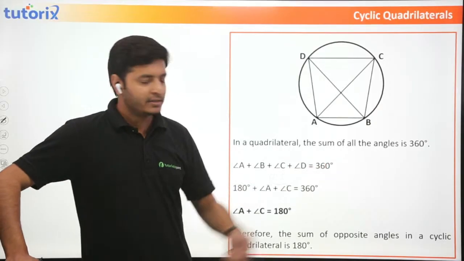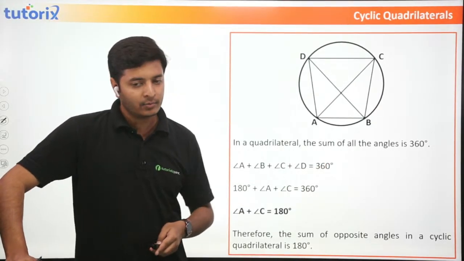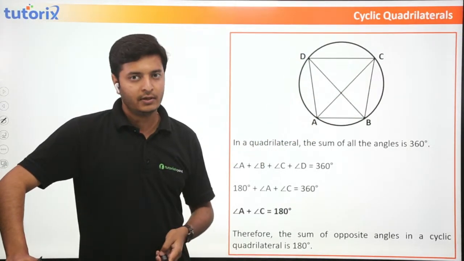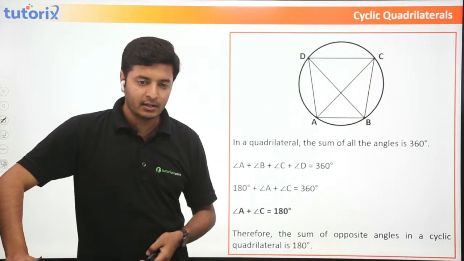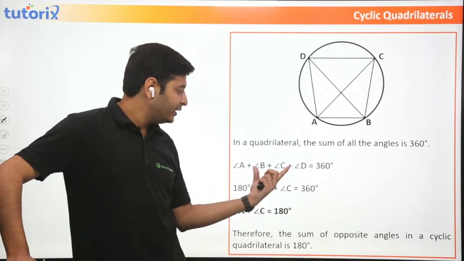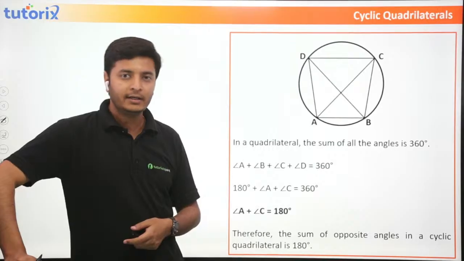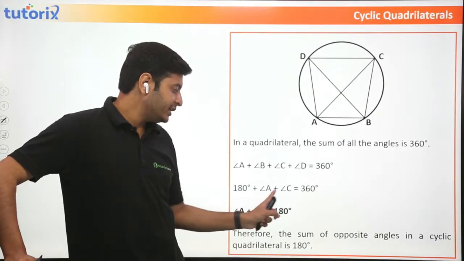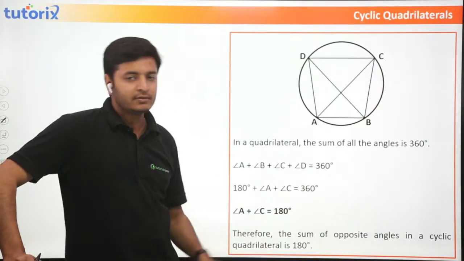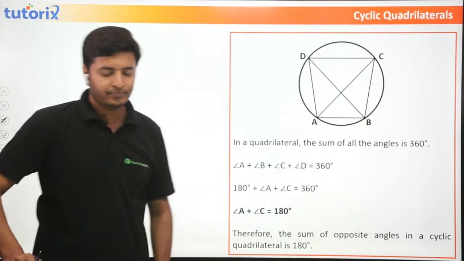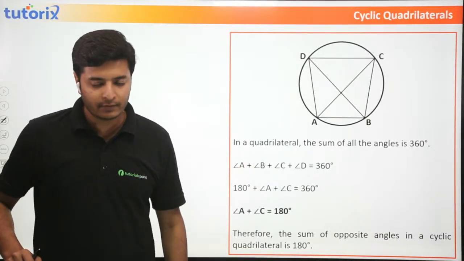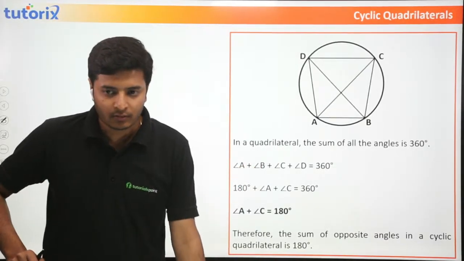Or you can use this concept: because of the angle sum property of a quadrilateral, the sum of all the interior angles of this quadrilateral ABCD should be 360 degrees. So A plus B plus C plus D should be 360 degrees. B and D, the sum of these two, we already know is 180 degrees. So 180 degrees plus A plus C is 360, transpose. A plus C is what? 180. This is what we need to prove. And this is what we did. Correct?